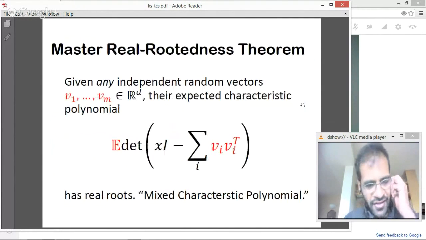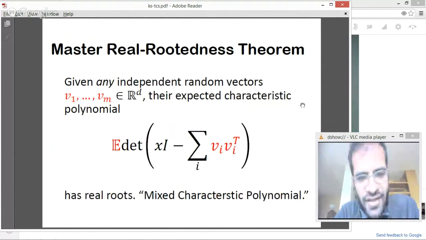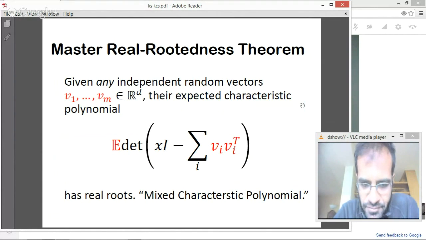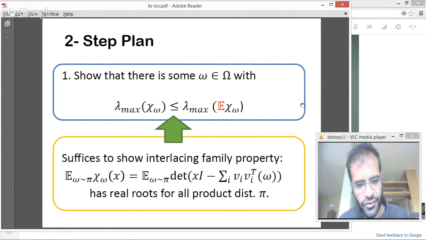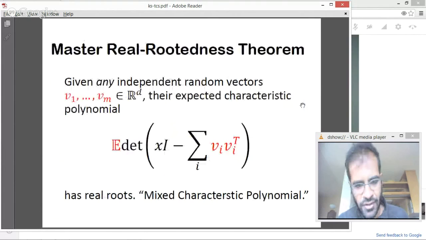So here's an even more general thing. Here's the main real rootedness theorem that's at the center of this. It says that given any independent random vectors v1 through vm, not necessarily identically distributed, their expected characteristic polynomial has all real roots. So in particular, any product distribution on my vectors is a special case of this, right? It's some expected characteristic polynomial of some random vectors. This is what we call a mixed characteristic polynomial. All of these product things have real roots, and what I want follows. Okay, so how do I prove this?